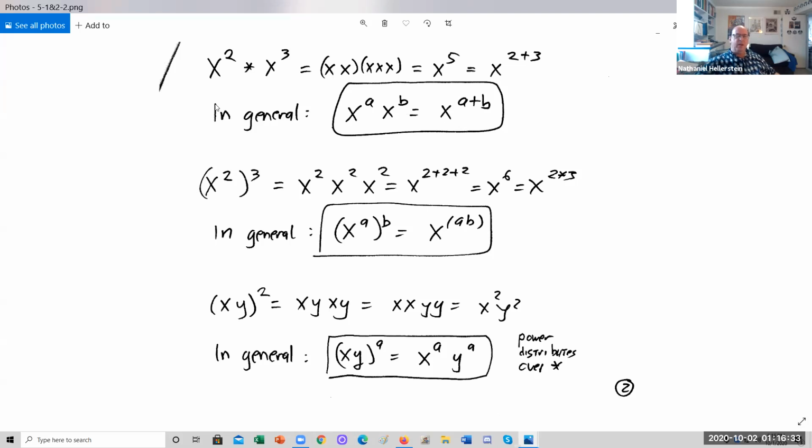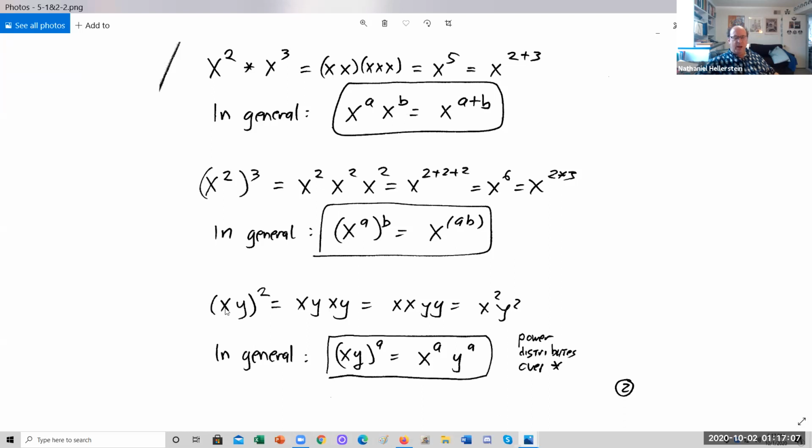Now, if instead of multiplying a square times a cube, you take a square and cube that, then that will be x squared times x squared times x squared, 3 of them. And then you add the powers, x to the power 2 plus 2 plus 2, that's x to the sixth. I get a 6 from a 2 and a 3 by multiplying 2 times 3. This is a special case of the rule that x to a power a itself to a power b is x to a power a times b.